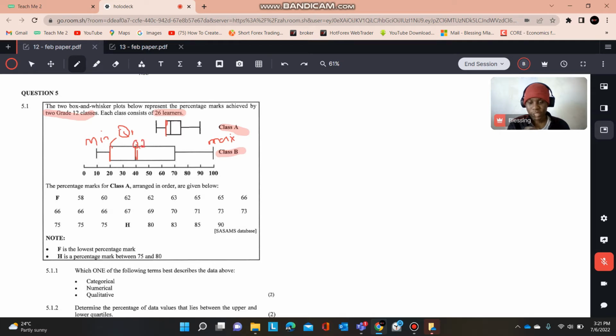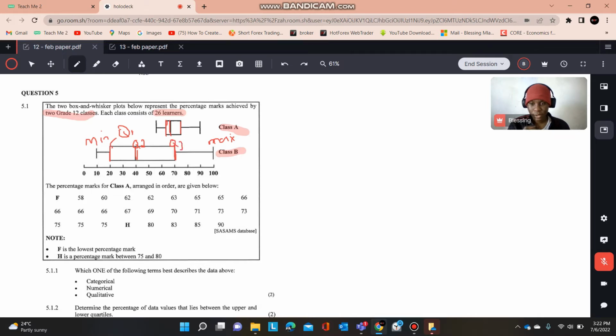So I need you to know that the middle line on the box represents the median, also known as Q2, right? This one over here represents the middle mark or the median, also known as Q2. And this last line over here represents quartile 3, which is also referred to as the upper quartile, right?